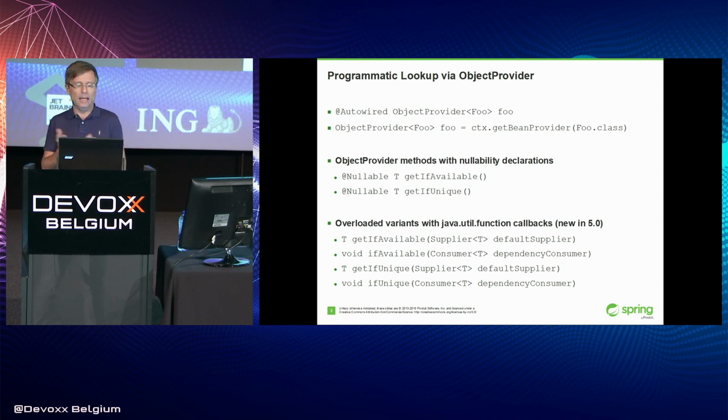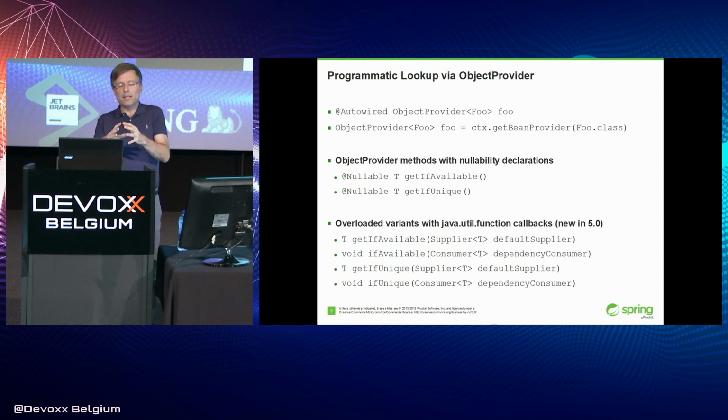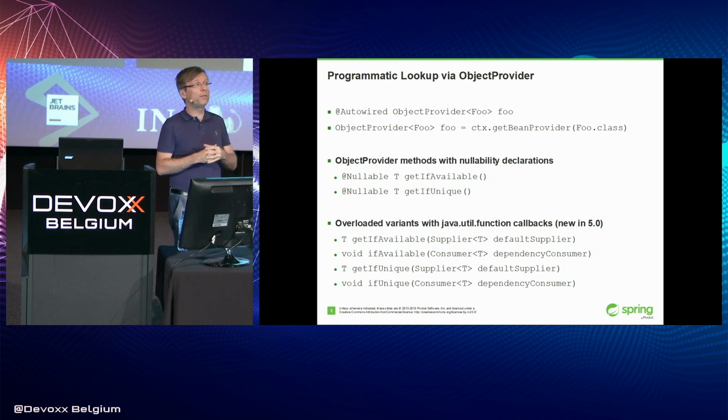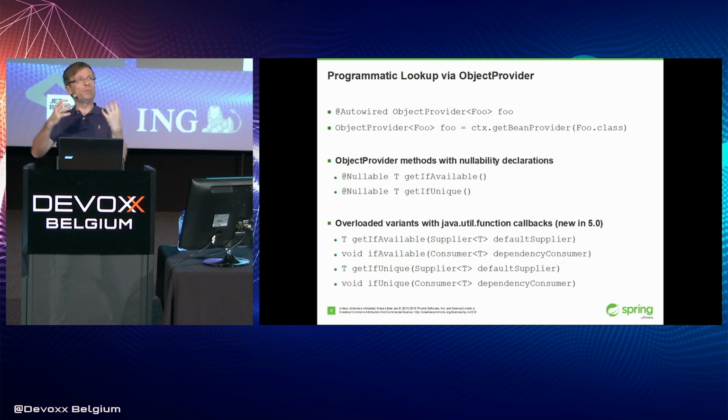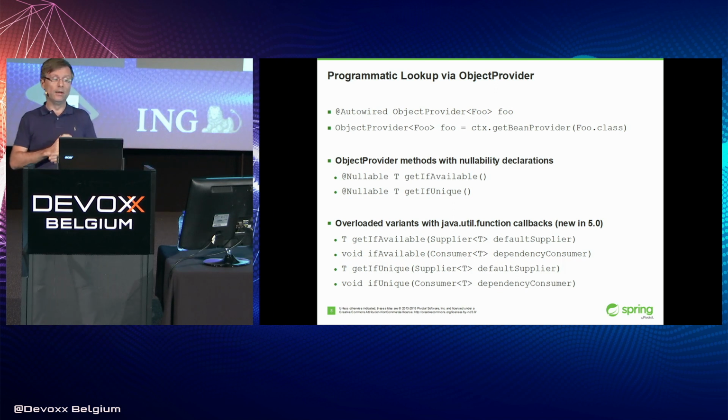It's a way to lazily obtain the instance just by calling getObject on it, but it's more sophisticated than this. ObjectProvider has, since 4.3, methods like getIfAvailable and getIfUnique. By definition, those methods would check the container and return the instance if it's there. If it's not there, they would return null. That's the contract. So in Spring Framework 5, of course, those methods are now annotated as nullable.